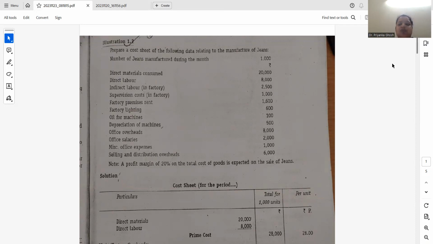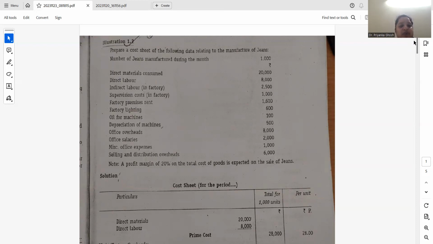So let's see how to prepare the cost sheet here. A cost sheet will always have a minimum of two columns. Normally, if the question doesn't ask for the per unit cost, there is no need to prepare the per unit column. But if they ask for the per unit cost, then we can prepare the per unit column.